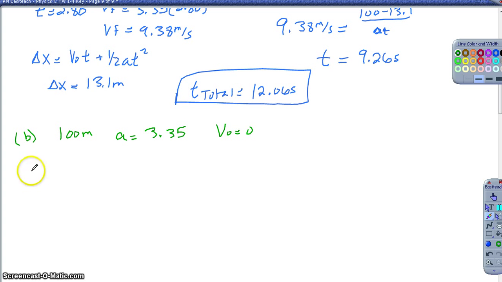But we can still break this up into the two phases and then try to represent everything in terms of the same variables. So for the acceleration phase, again, I know her initial velocity is 0. Her acceleration is 3.35.